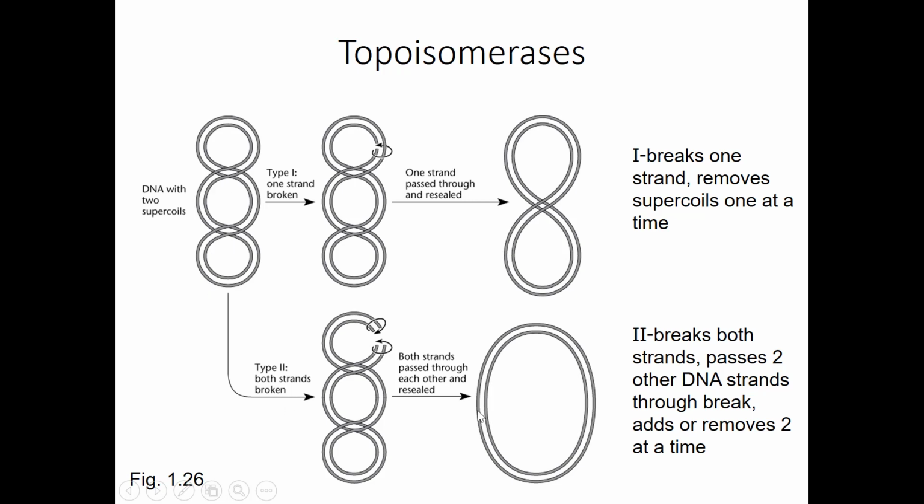If we look at the bottom example, this is an example of a type 2 topoisomerase, where you can see that both of the DNA strands were cut, they're passed through each other and then resealed. Type 2 topoisomerases can either add or remove supercoils two at a time. So you can see we started with two supercoils and we ended with none here.